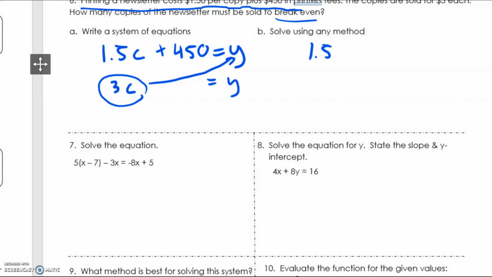So I have $1.50C plus $4.50 is equal to 3C. Now I'm just solving for C and figuring out how many copies that's going to take. Subtract 1.50C from both sides.